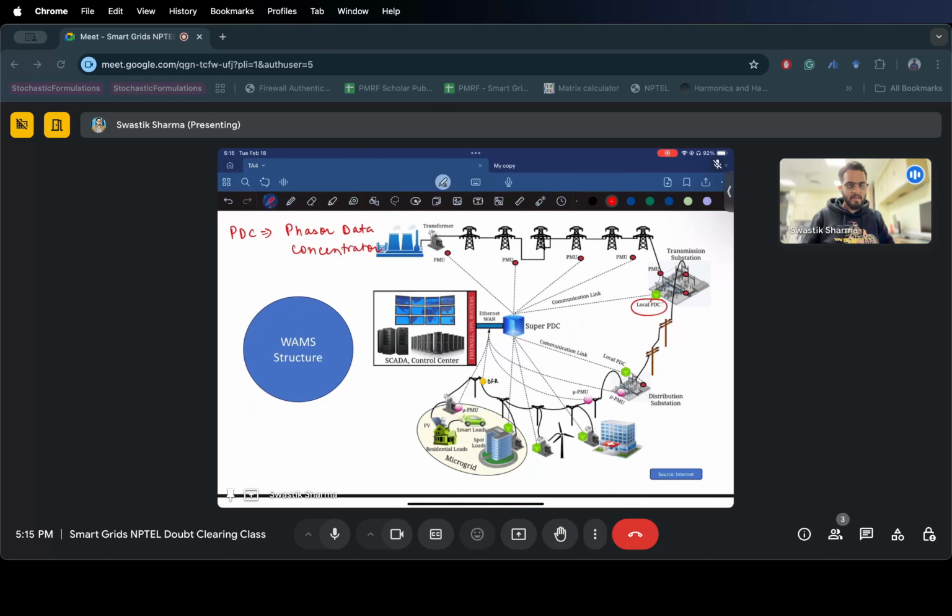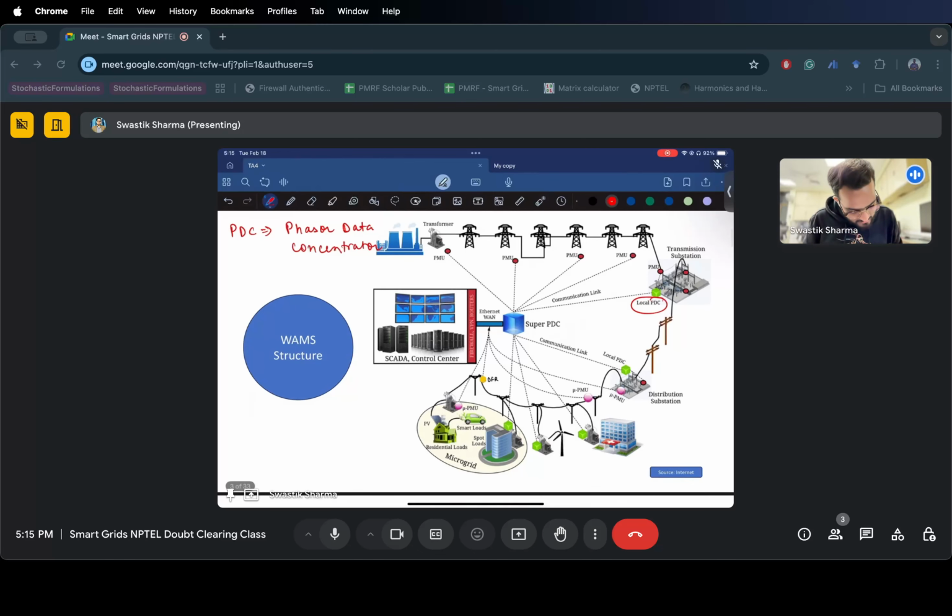So sometimes, for example, if there are multiple PMUs connected at similar buses, you can have a hierarchical structure where you store the data at one place and then communicate that stored value to the super PDC as well. That is why there is a difference in name. One is called the super phasor data concentrator and one is the local phasor data concentrator. When it is super, it means it covers the entire geographical region.